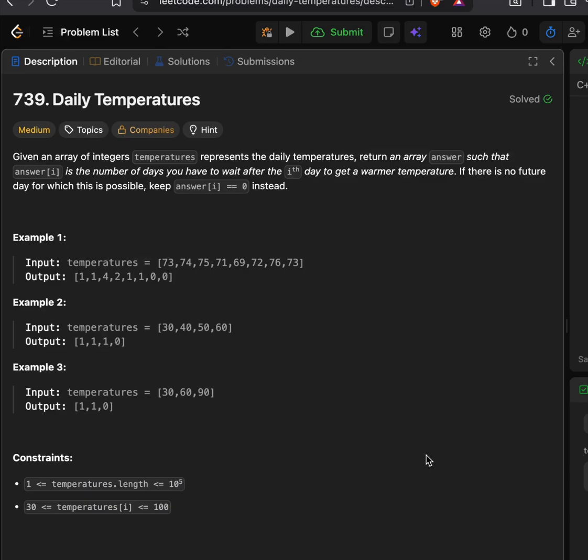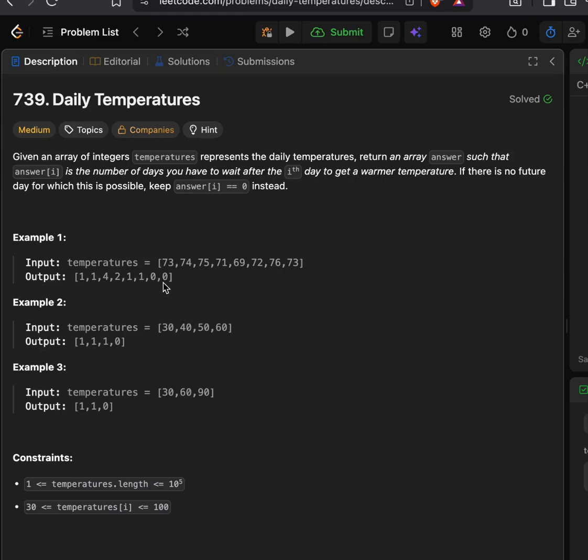So your temperatures are 73, 74, 75, 73, 74, and the answer is 1, 1, 0. So here, no doubt, we have to use a stack. Why do we have to use a stack? What is the intuition behind it? As I said in the beginning of the stack problems, when an element is depending on a future element, or whenever your state is depending on some future element's state to get a result, that means it's a clear choice that we have to use a stack.